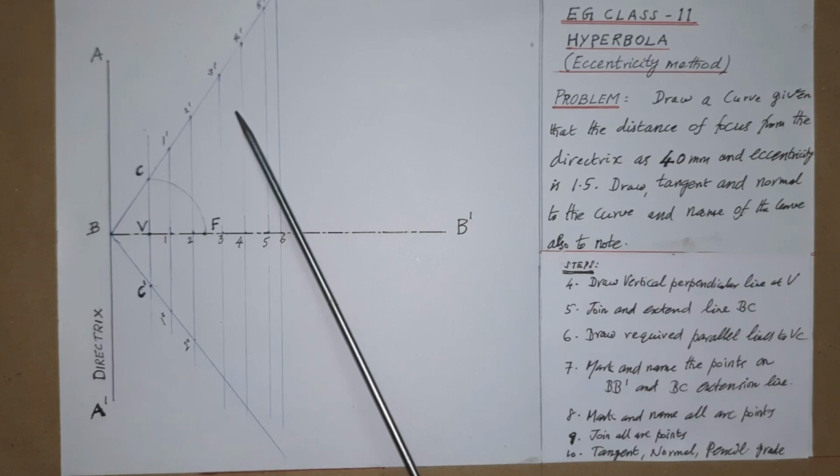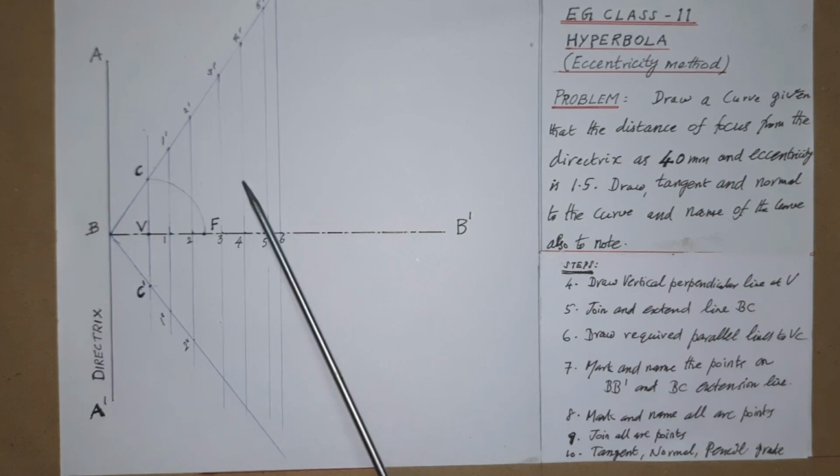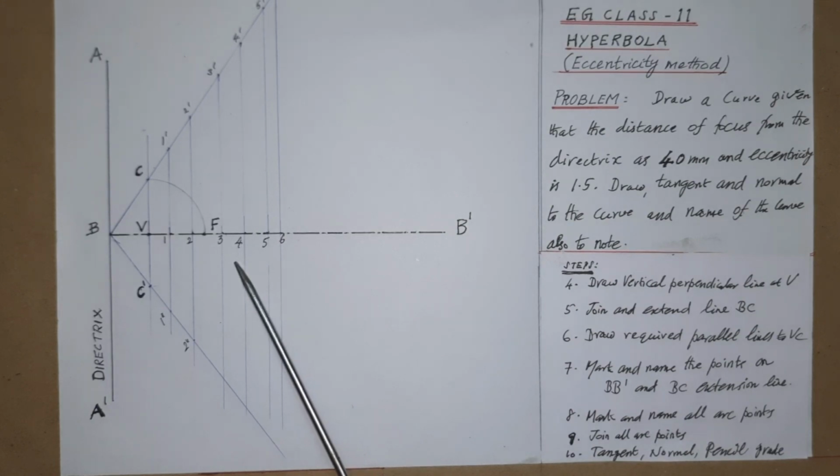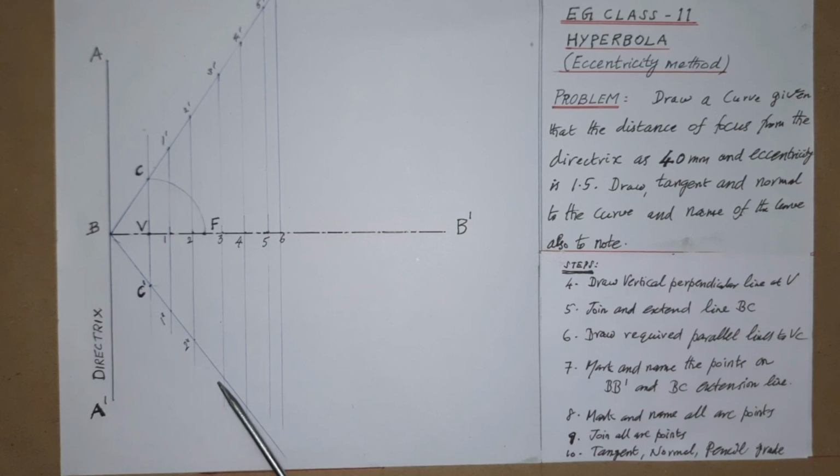And the same vertical lines below the axis, at the same distance from the axis line, are to be marked as 1 double dash, 2 double dash, etc. If it is required, it may be done, but it is not compulsory, since, as explained earlier, either the BC extension or the BC dash extension is sufficient. So this is only a guidance line, just for showing the path guidance.